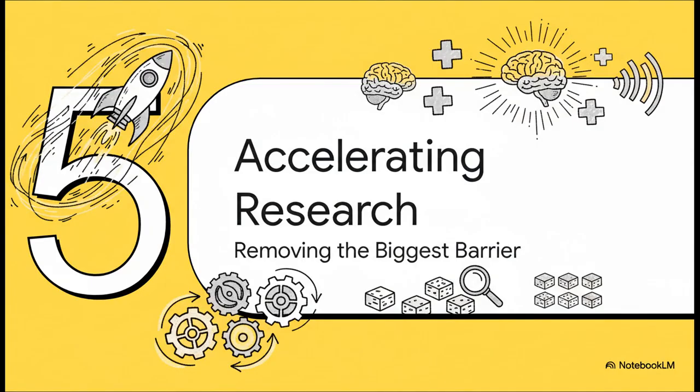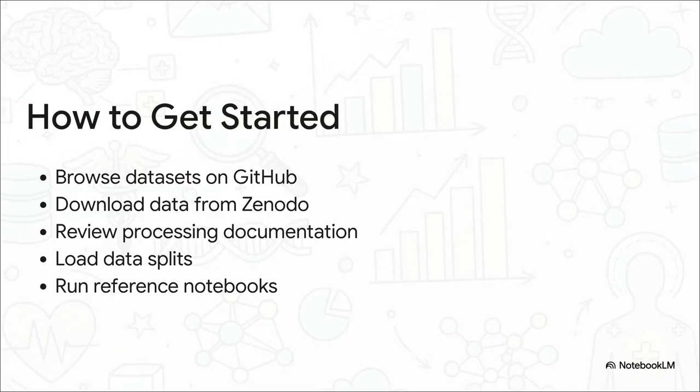So, when you put all this together, what does it really mean? It means we are fundamentally hitting the fast-forward button on the pace of medical research. By just removing that single biggest barrier, access to clean, ready-to-use data, HAID empowers researchers to focus on what they do best, building the next generation of life-saving AI. And you know what? Getting started is designed to be incredibly simple. You can just browse the datasets on GitHub, download the preprocessed data directly from Zenodo, and then run the notebooks that are already provided. The entire goal is to get you from an idea to a working model in a matter of hours, not months.